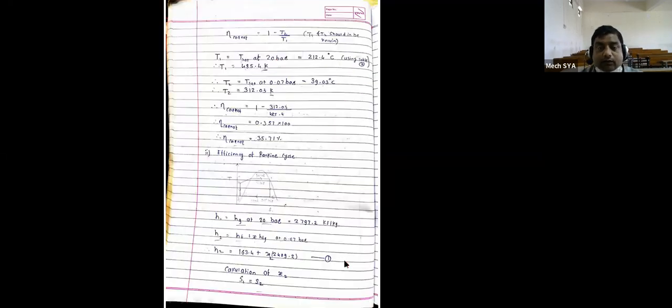T2 is equal to T saturation at the rejected temperature pressure of 0.07 bar. Again, we have to refer to table number 1 and table number 2. We have to record the saturation temperature at 20 bar and the saturation temperature at 0.07 bar.